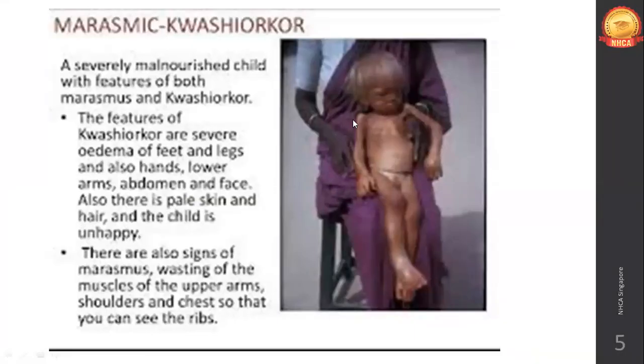Then we have another condition called marasmic kwashiorkor. From the name itself, we can understand the child would have features of both marasmus and kwashiorkor. It usually takes place in a child between the age of 2 and 4. Mental health issues will be there. When there is severe growth retardation, it will affect brain development as well.